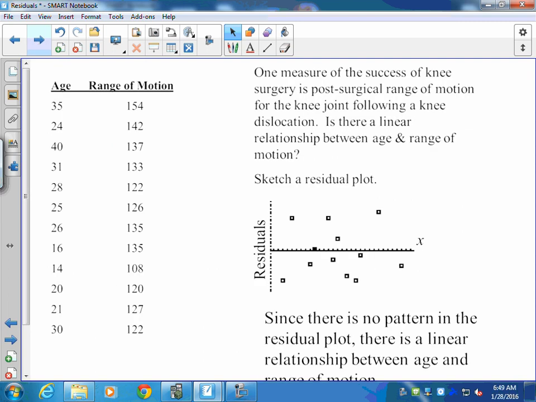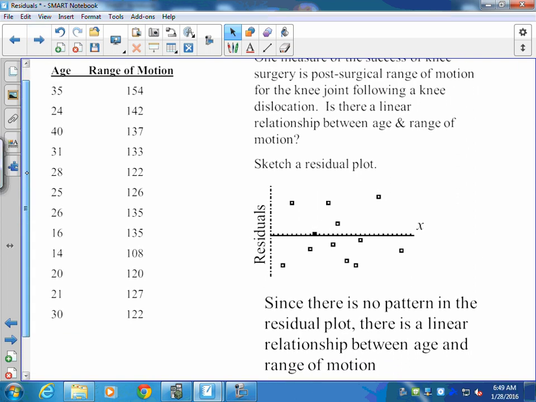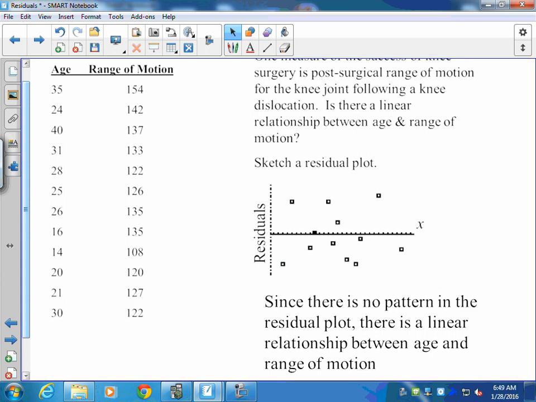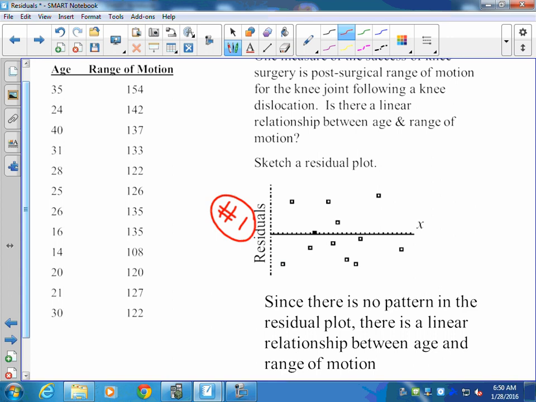Here's another example, measuring the success of post-knee surgery by looking at range of motion. Is range of motion affected by age? Is there a relationship? The one thing we want to do, even more important than a strong r value, is look at the residual plot. This is your number one thing to look at on whether or not your data is linearly associated. Once again, we look at this and see no clear U-shaped pattern one way or the other.